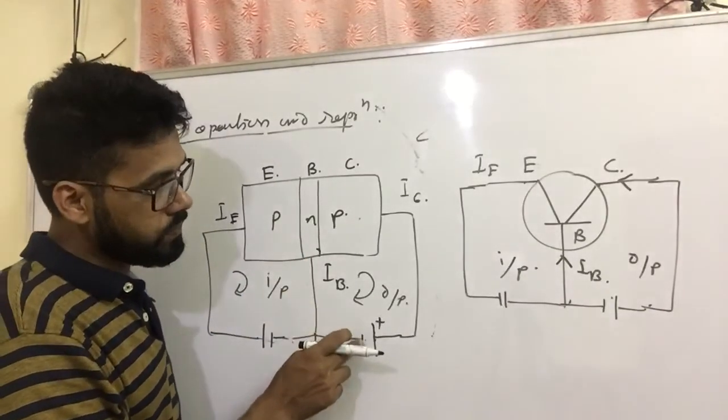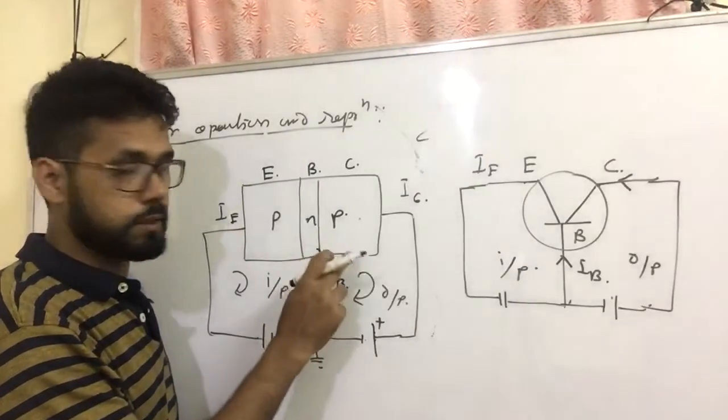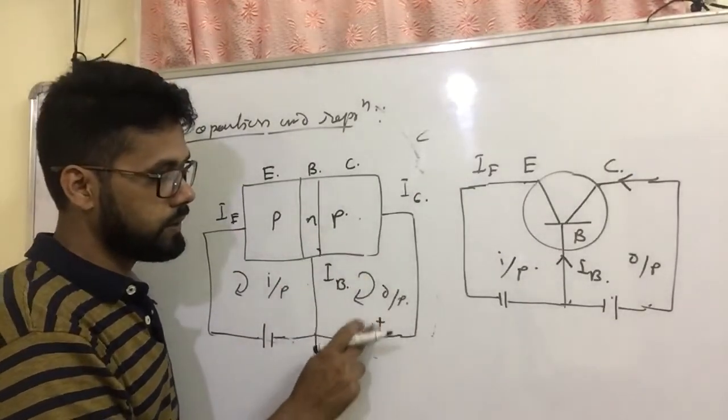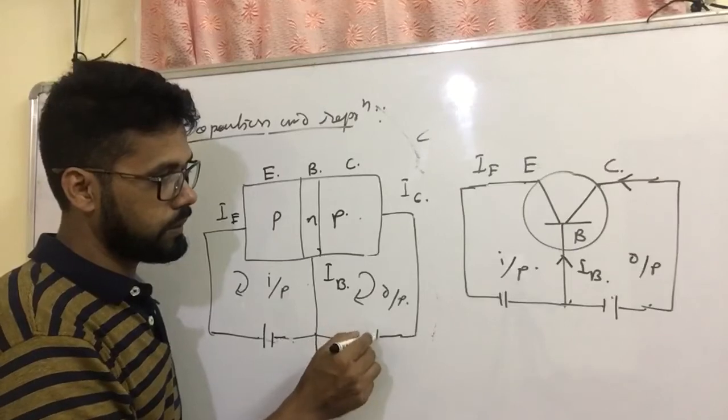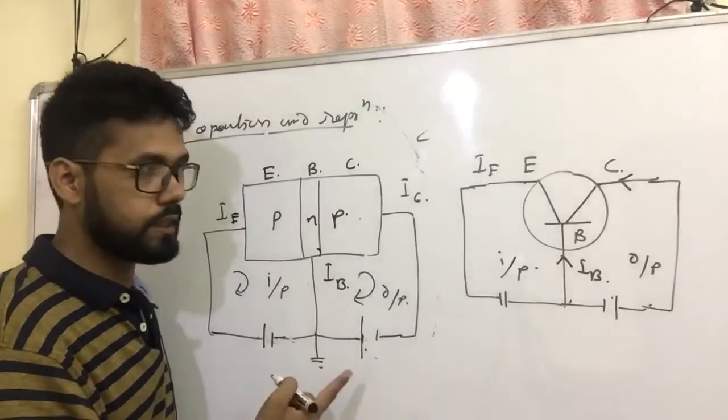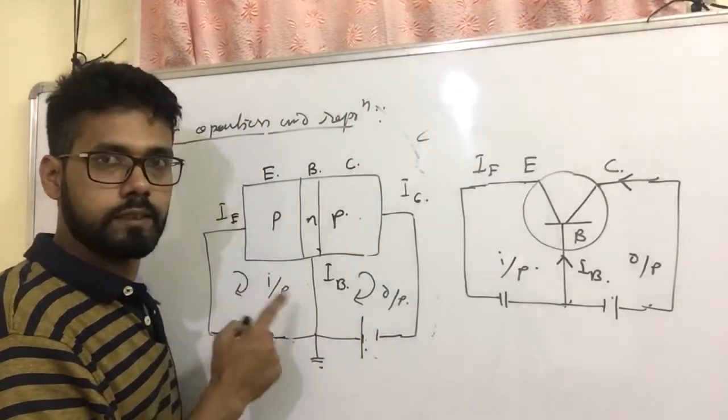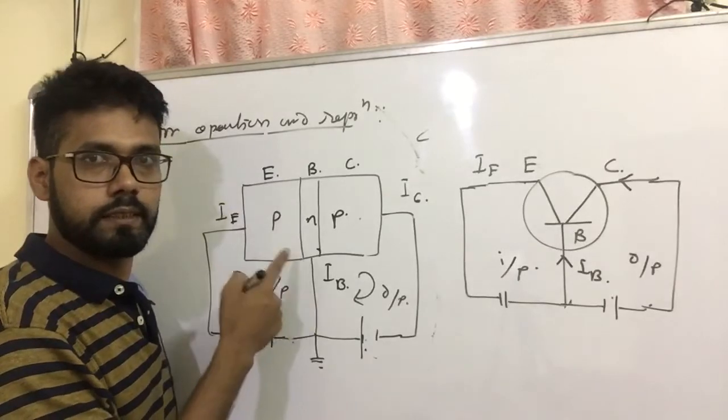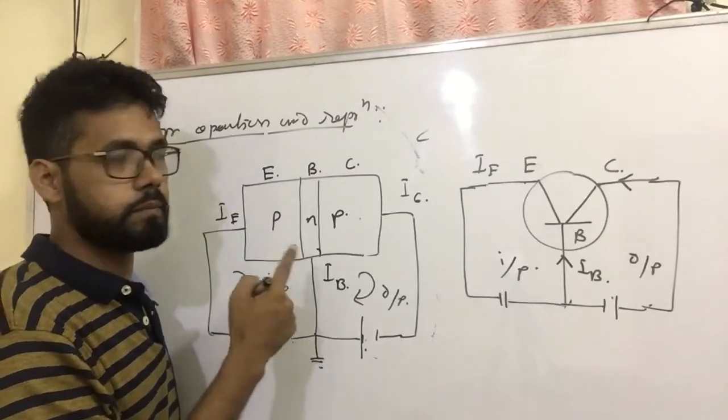And this must be reverse bias. This is positive, this must be negative, and this must be positive. It is only a change of that parameter that will change the NPN transistor to a PNP transistor.